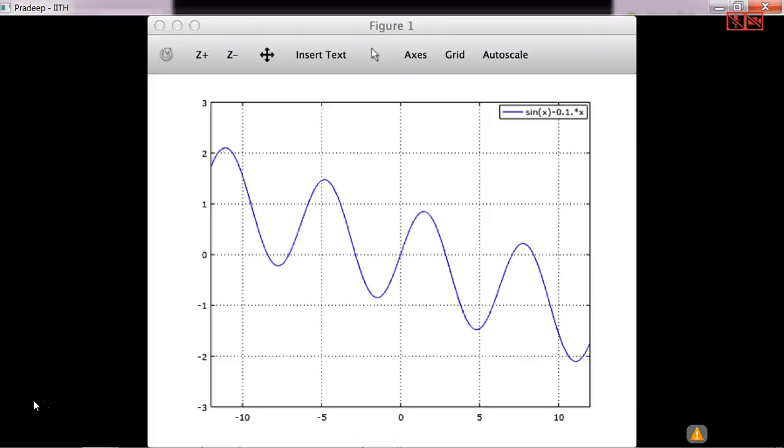These are basically the same functions. I have just plotted it in a separate way. I plotted them as combinedly one function. So you can see on the top minus sin x. This is sin x minus 0.1 into x. So this is the plot for this. So the function is something like this.